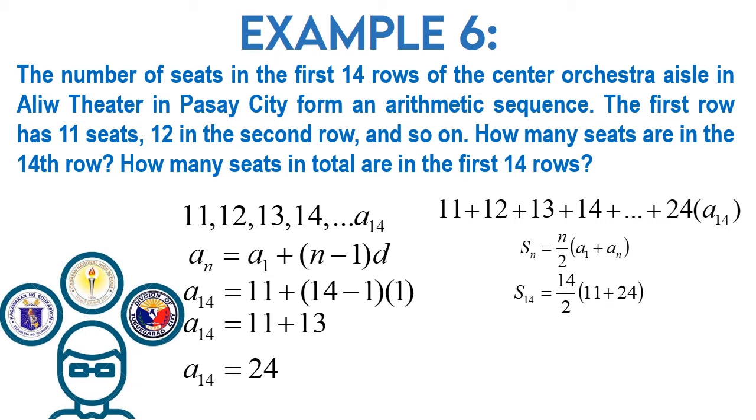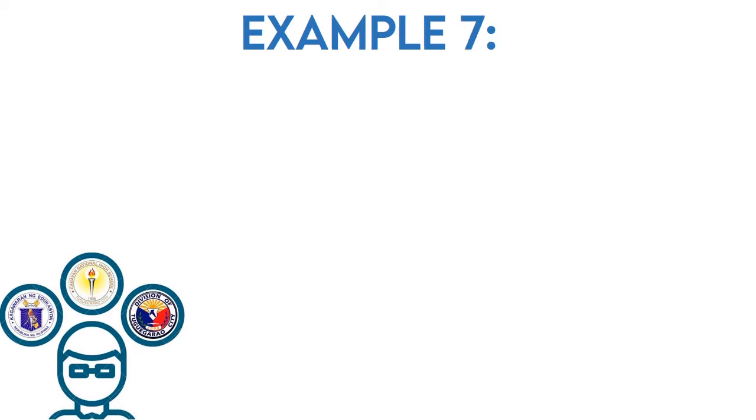Changing n with 14, a sub 1 with 11, and a sub n with 24, we have S sub 14 is equal to 14 over 2 times 11 plus 24. Simplifying it, we have S sub 14 is equal to 7 times 35, or S sub 14 is equal to 245.